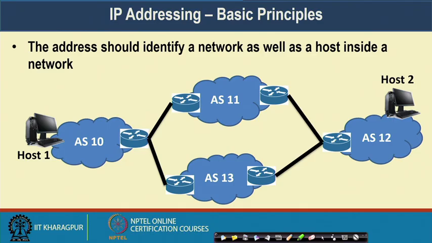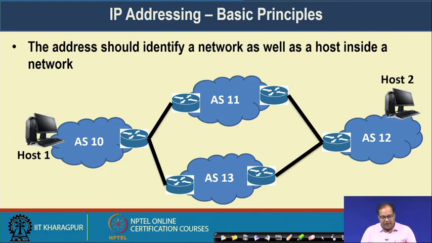As we mentioned, the requirement for IP addressing is that the address should identify a network as well as a unique host inside that particular network. So it needs to identify the network as well as the host inside the network uniquely. You have a component for the network address and a component to uniquely identify a host inside the network, the way we do postal addressing.